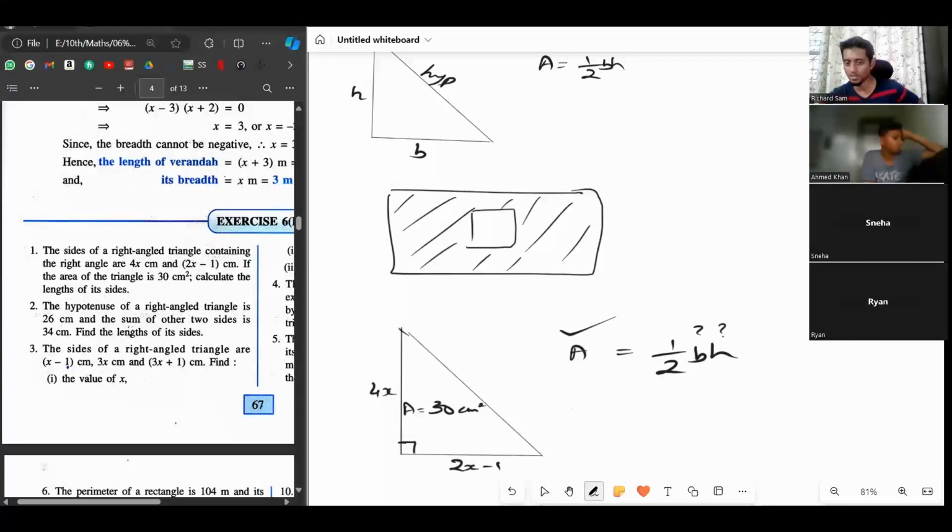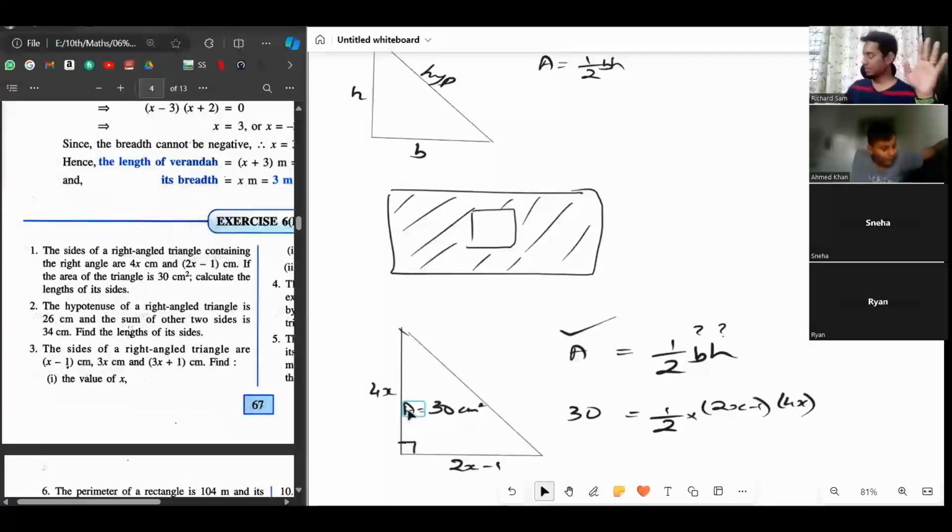Okay, so we put the values here. So area, that is 30, equal to half into base 2x minus 1 into 4x. See, now this is an equation where x is a missing value. So you'll solve the equation and find x. Is it clear to everyone how to do this? If area is given, you have to use the area formula. If perimeter is given, you will use the perimeter formula. Look, the next two questions are also similar to this.